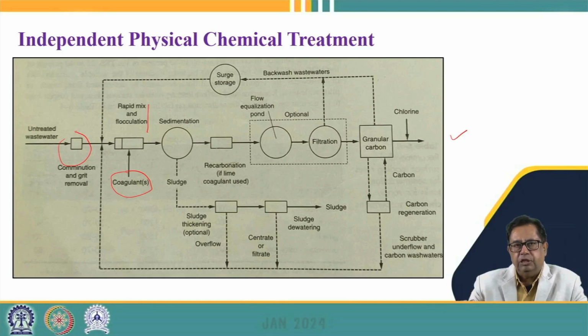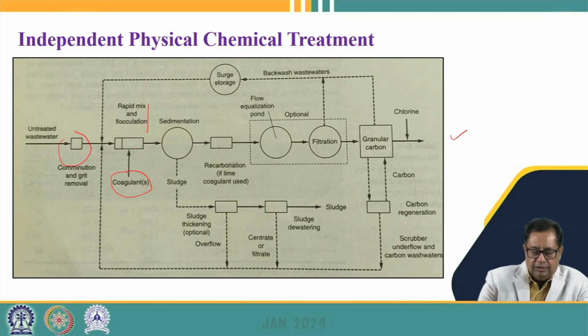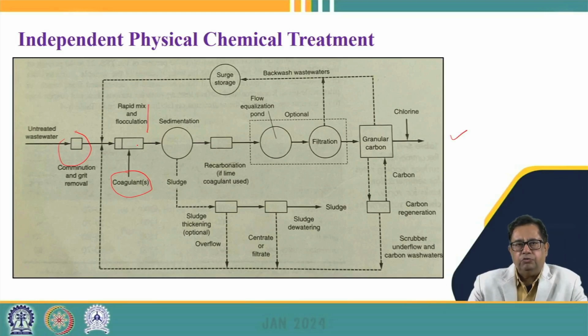So that the flocs may form, initial rapid mixing is required so that the adsorption and charge neutralization of colloidal particles may take place, and the coagulant that we are adding gets adsorbed onto the surface of the colloidal particle. Later on, for the formation of the flocs, we go for slow mixing, at a very slow RPM, mixing the wastewater so that the flocs may be formed.